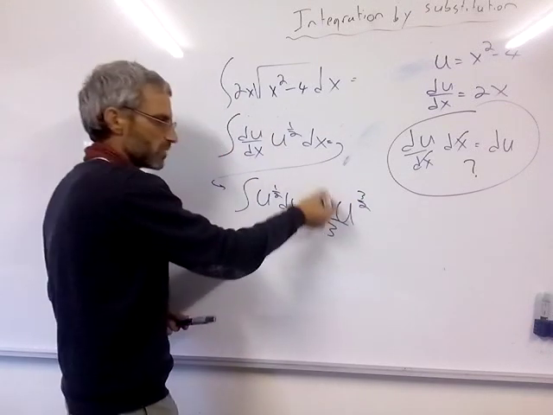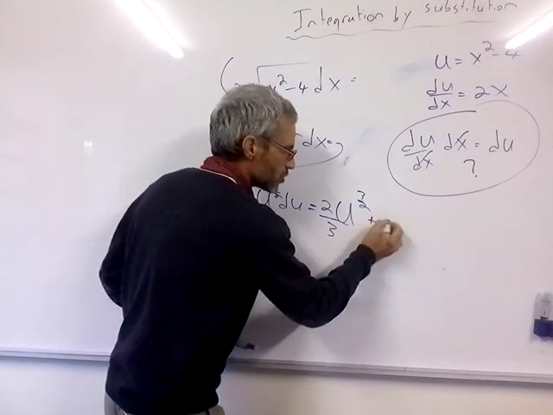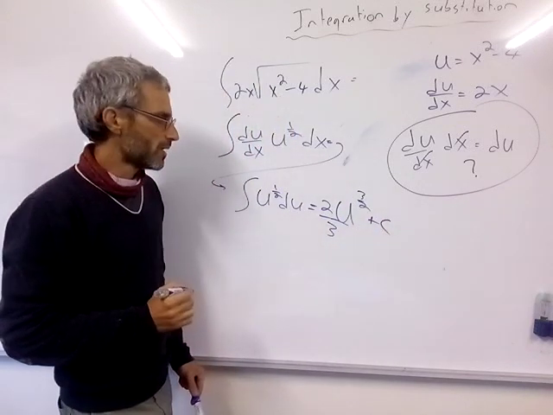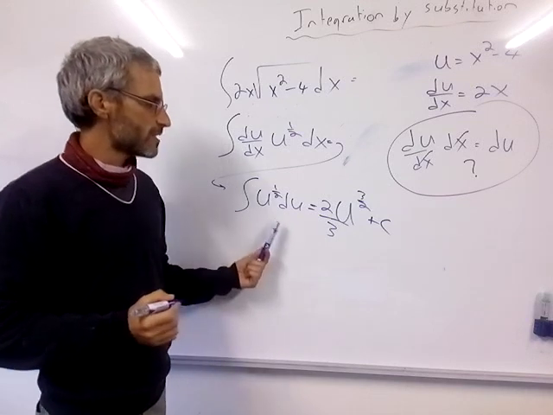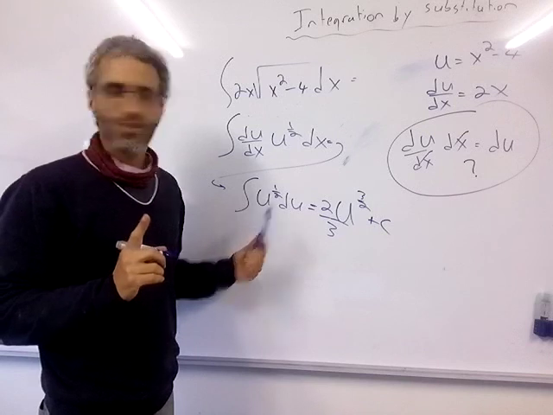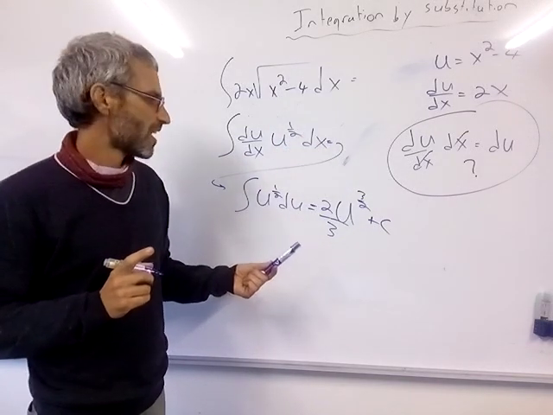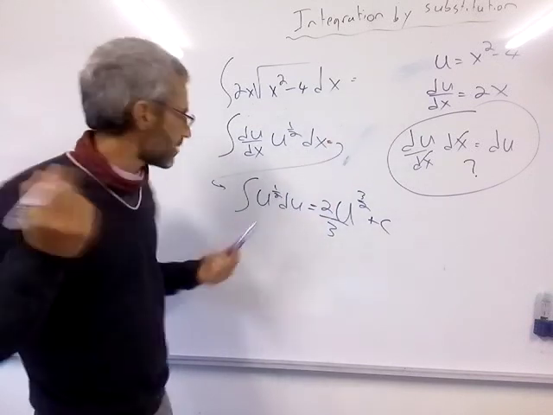Okay, so as that comes out, that'll cancel. 3 over 2 times 2 over 3 is 1. And obviously I need to put a c. Okay? So I found the integral for u, but I can't stop here because the question was about x. So I need to put it back in x. Sub in.